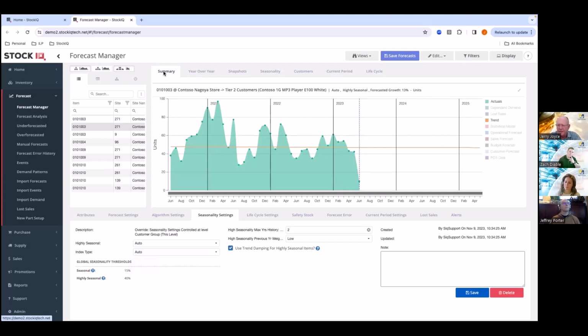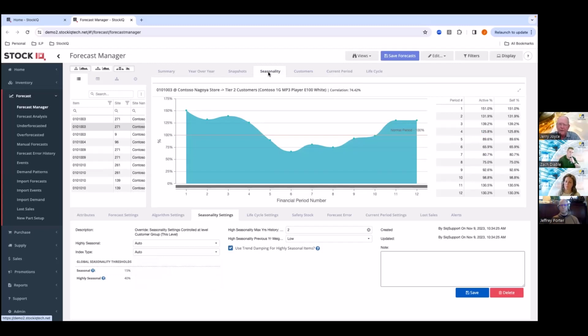Hey, Jeffrey, I'd just like to emphasize how important it is for a system to recognize and account for seasonality and trends, because you don't want predictable variation to influence your standard deviation calculations for inventory and safety stock planning. You don't need inventory to cover predictable variation. So this is really important functionality.